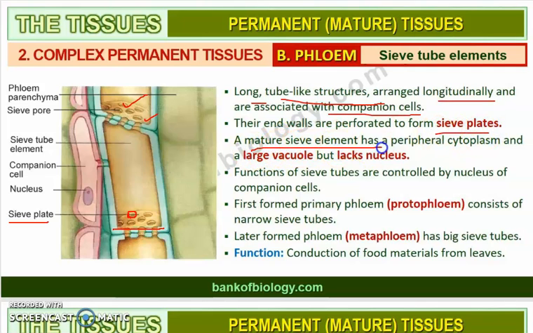And a mature sieve element has a peripheral cytoplasm and a large vacuole but lacks a nucleus.